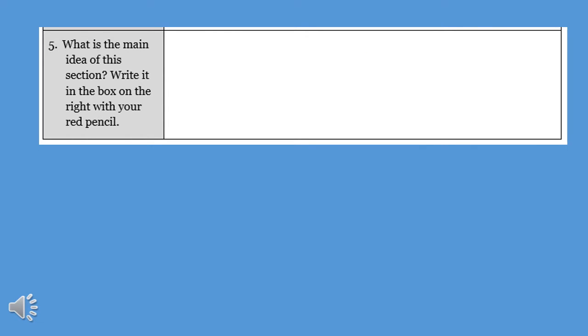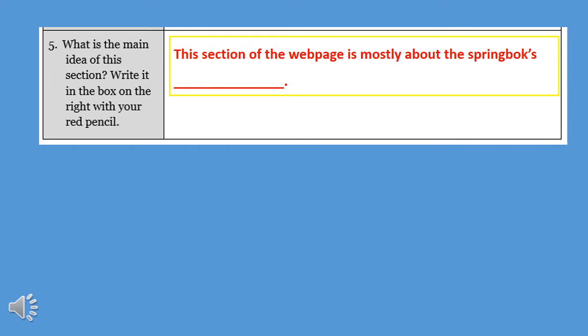Number 5. What is the main idea of this section? Write it in the box on the right hand with your red pencil. If you don't have a red pencil, you'll want to get one or highlight this section in some way so that it's easy for you to see and come back to at the end. To answer this question, you're going to use the following sentence starter. This section of the web page is mostly about the springbok's blank.